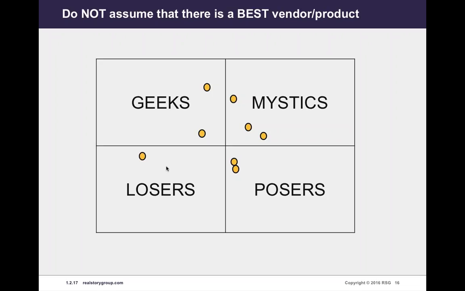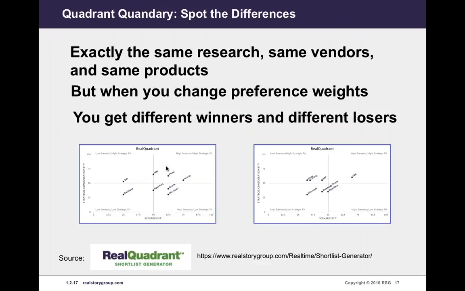And this Real Quadrant uses all of our research at the back end. So it's possible that with the same research, with the same product, same vendors, you can end up with very different winners and very different losers. So by the way, this is actually using some real data from our enterprise portals research, which is somewhat similar to collaboration, but a little different.